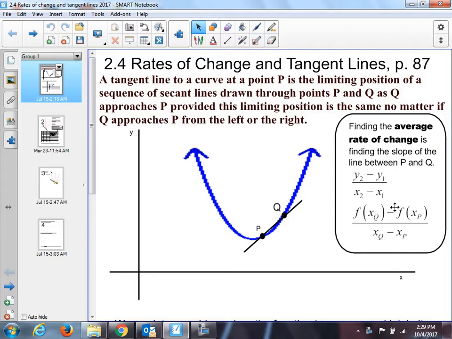Anyways, tangent lines. This is moving towards something we call derivatives, which you'll be sick of come January. Rates of change, tangent lines. Let's just read this carefully and think about this.